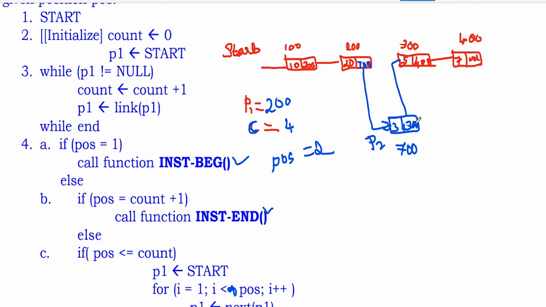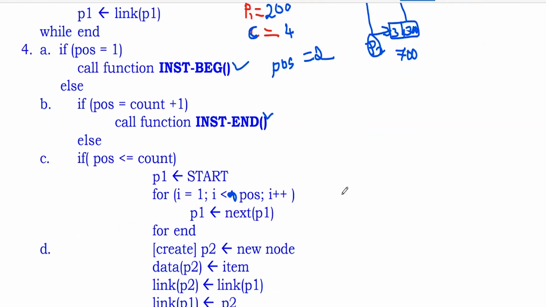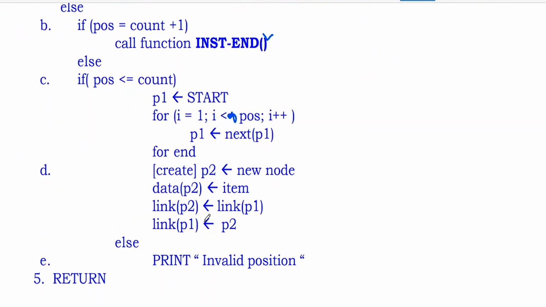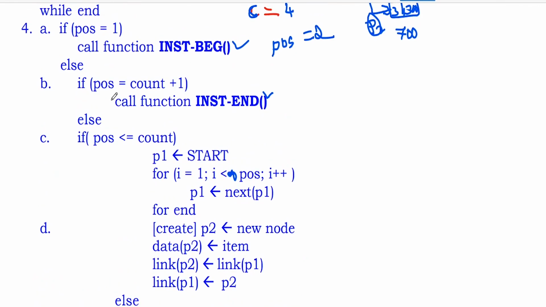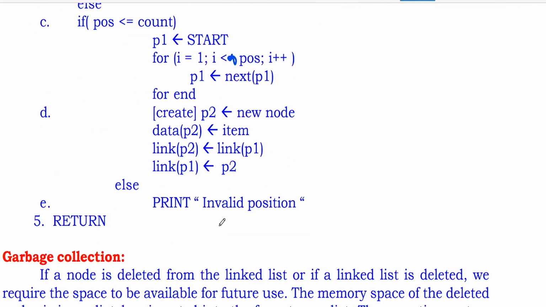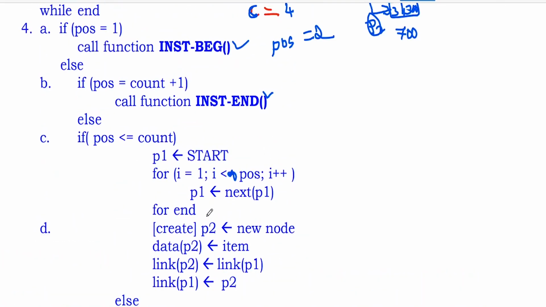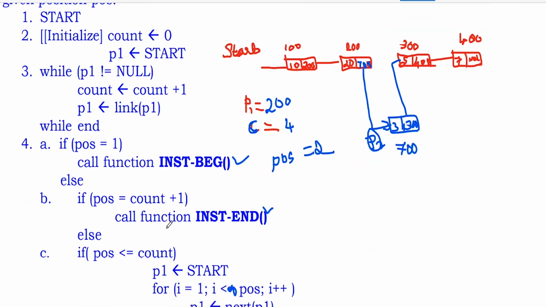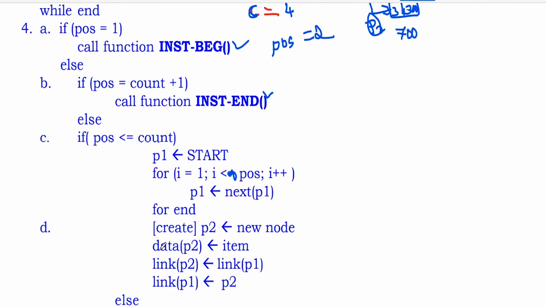Link of P2 will be occupied by link of P1, and link of P1 is P2 directly. So that is what we did here. Link of P1 is right. Suppose if it is not less than the count, then that is an invalid position and we have to return. If it is a valid position, within less than count, do these steps. If it is greater than count, then we have to display the invalid position.